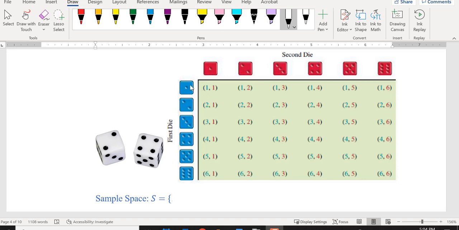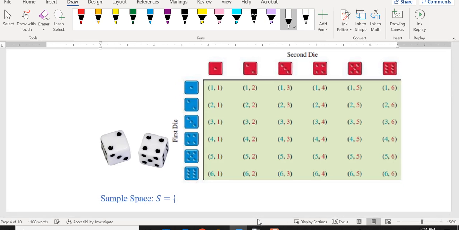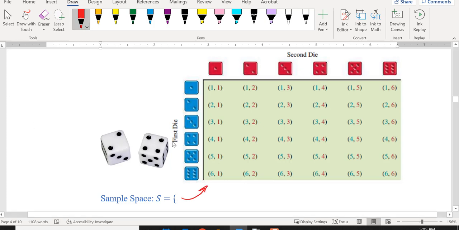All right, so if we think about it, we've got 6 different outcomes on the red die and 6 on the blue. So there we go. Your sample space has 36 ordered pairs in it, and they are all listed up there. Those are all the elements that are in the sample space.